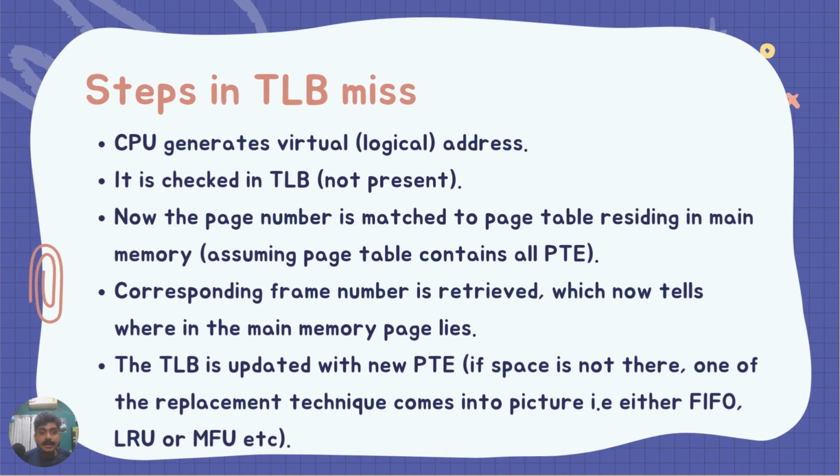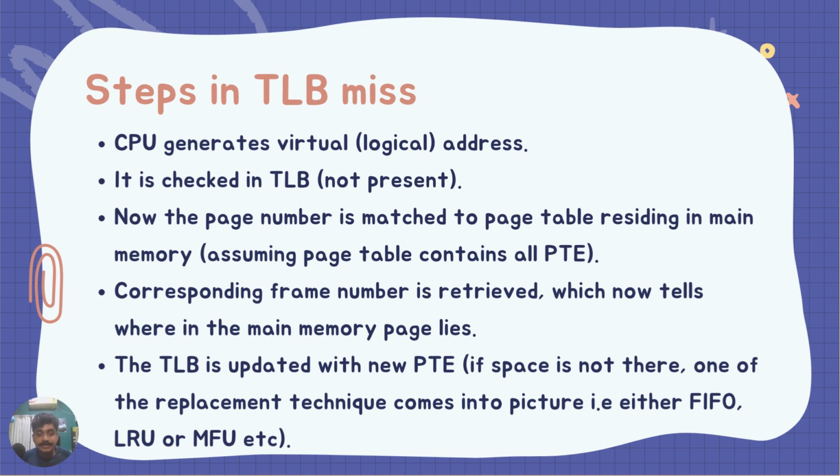In a TLB miss, there are many more steps, because it's a much more complicated process. First, the CPU generates the virtual or logical address, that is the page number. This is the same as in the TLB hit. The start is the same, and then it is checked in the TLB. Up to this point, it is the same as the process for the TLB hit. But here, because it's a TLB miss, obviously the address we are looking for is not present in the TLB. So now the page number is matched against the page table residing in main memory, assuming the page table contains all the page table entries.